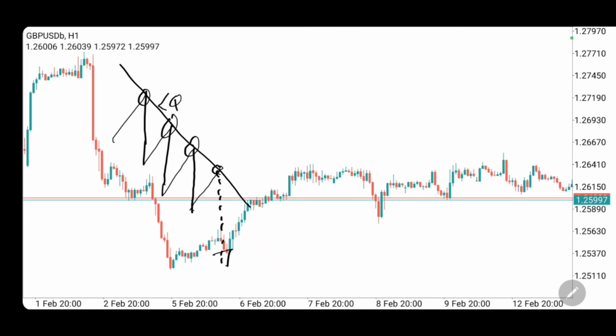Please try to view my video on trend line liquidity pool. I've made a separate video on liquidity, and I'm going to be linking that video in the description box of this video. So liquidity is very, very important. If you don't understand liquidity, you will always be in liquidity. If you don't understand liquidity, your stop losses will be raided.